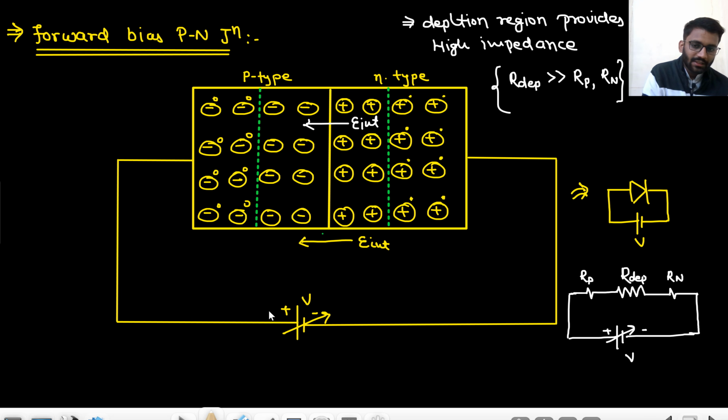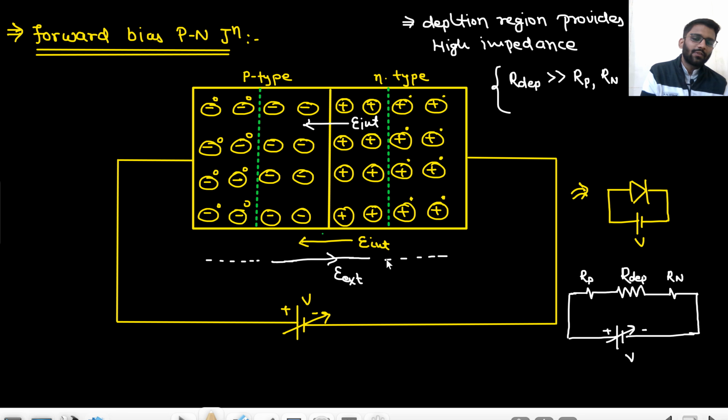And now, because of this potential, in what direction are we applying the electric field? In this direction we are applying the electric field. So basically the effect of the applied electric field, E external, is maximum at the depletion region and minimum across the charge carrier region.